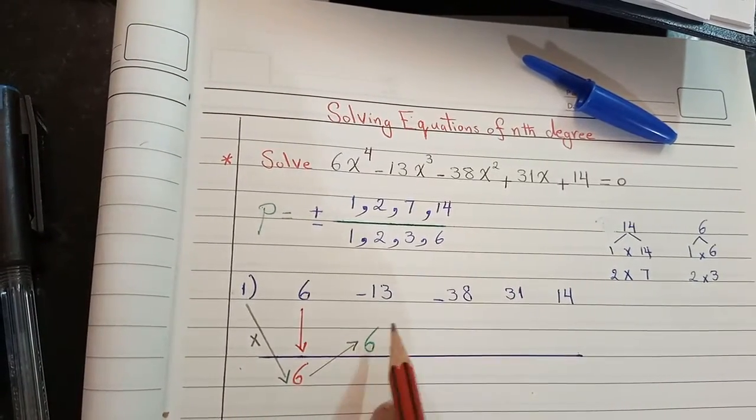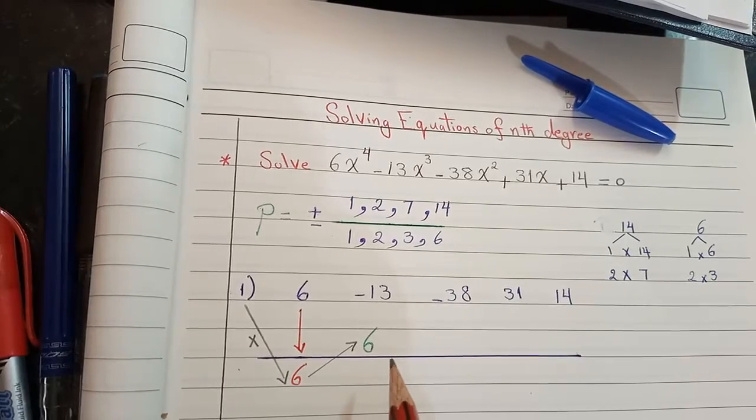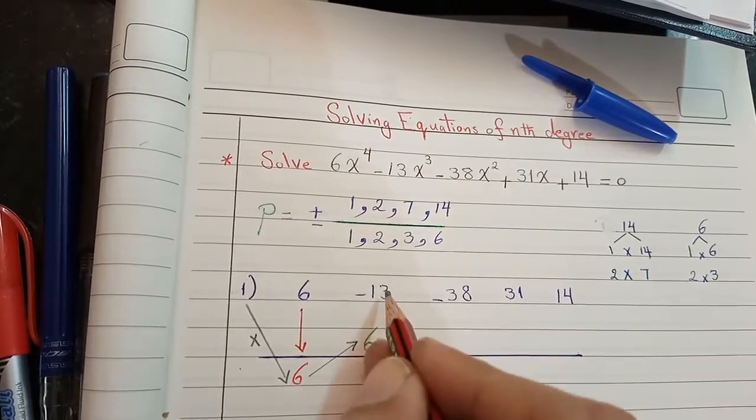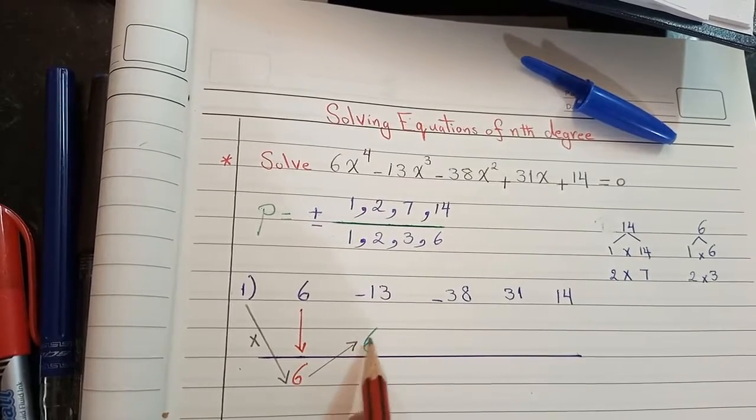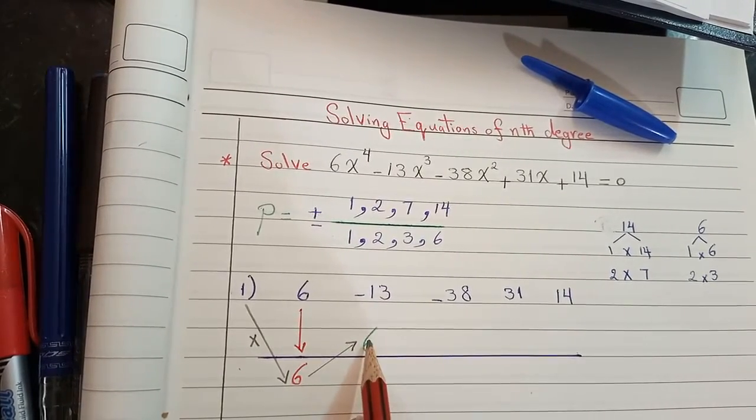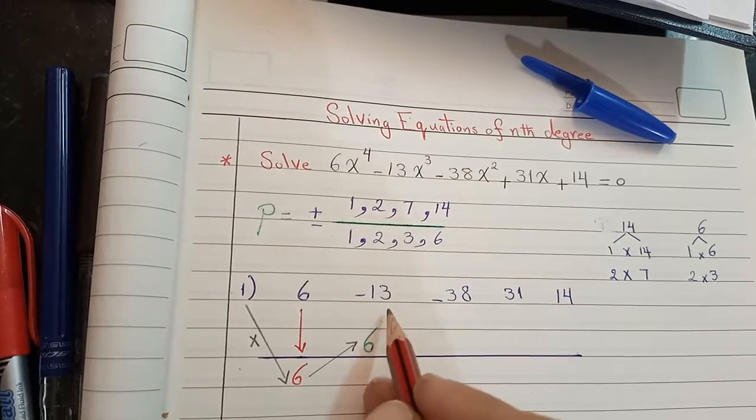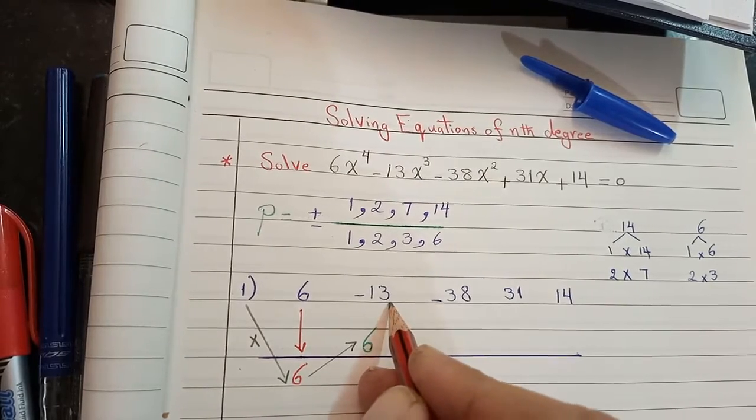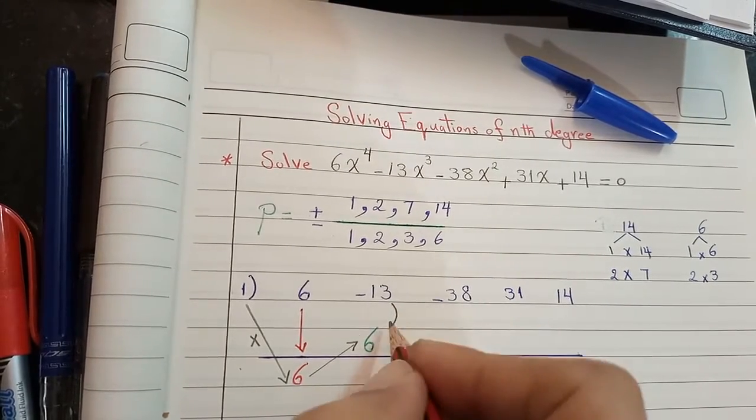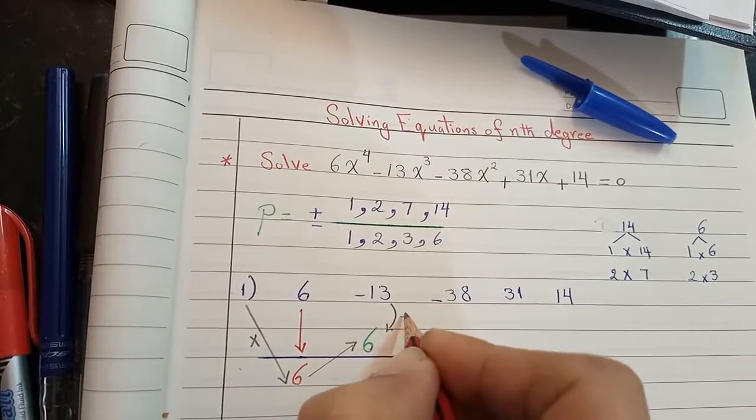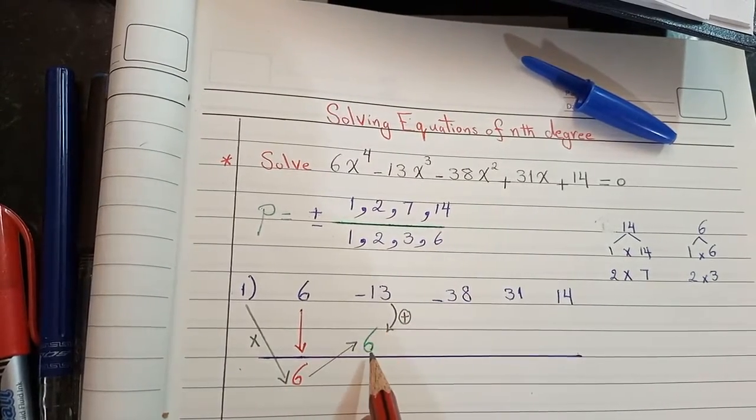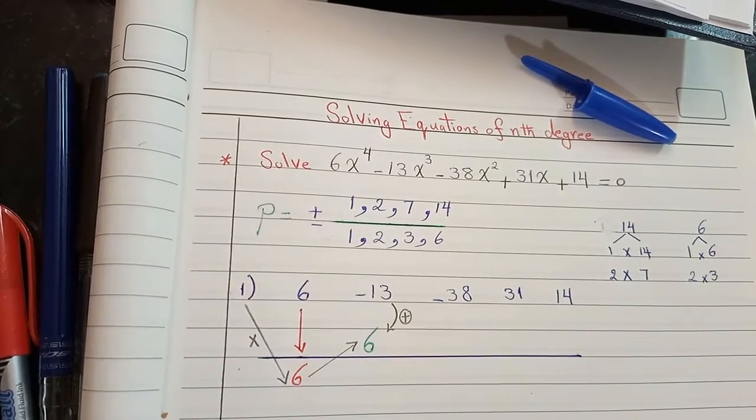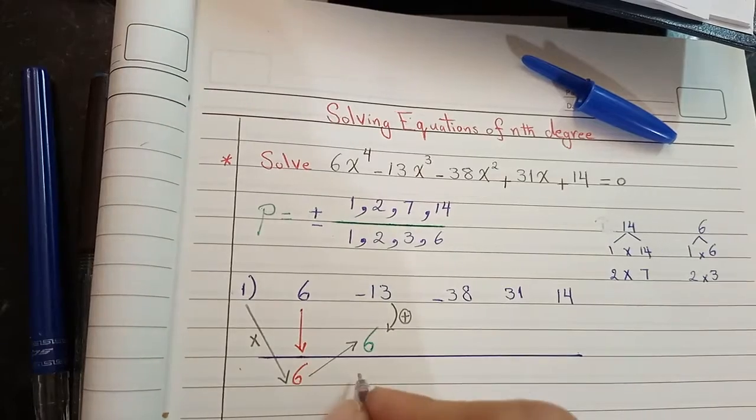Here, exactly. What's next? Next, I add the number on the top with the number that I have just put on the bottom here. We add them together. By adding these two numbers, negative 13 plus 6 is negative 7. So we write the answer on the bottom here.